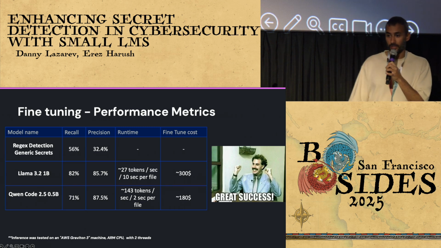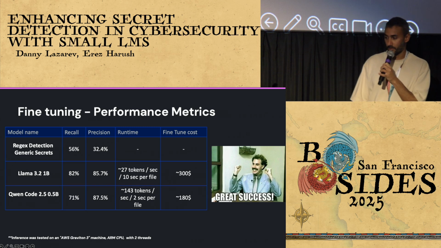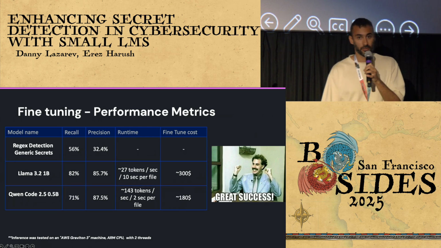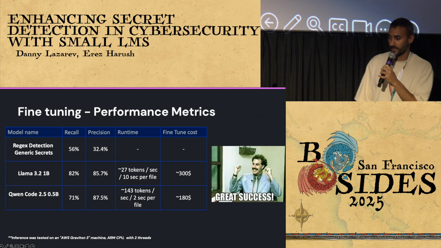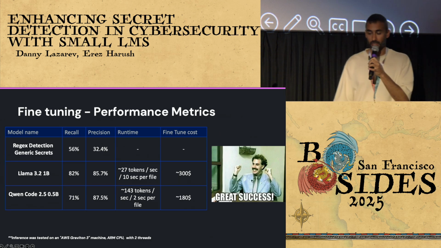For the small language model that we trained, for example the 1 billion parameter one, we got 82% recall and 85% precision. And it took us only 10 seconds per file for processing.